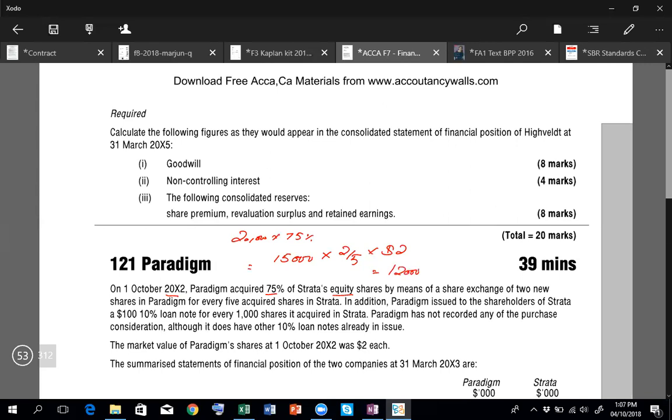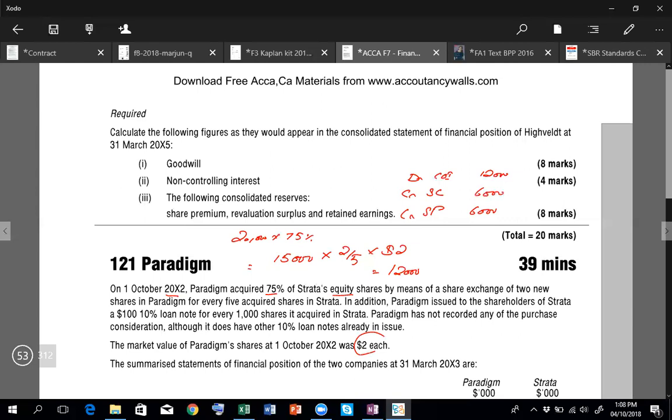Okay, so let's pass the double entry. The double entry is debit cost of investment by the total of 12,000, credit share capital at par, which is 6,000. Because it is issued at $2, above the par value, the other half is the share premium. Then you have the 10% loan note.